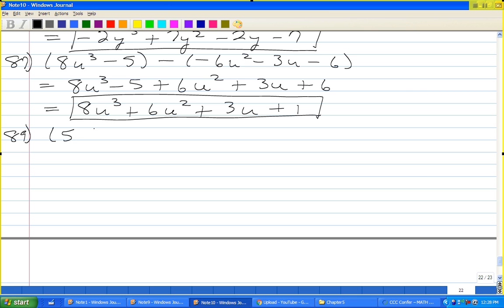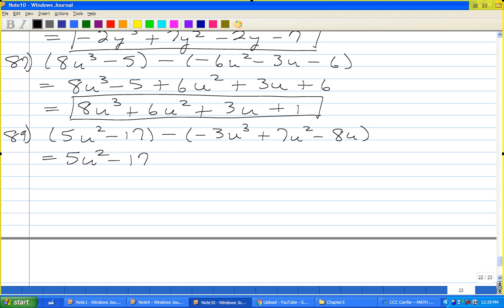5u squared minus 17 minus the quantity negative 3u cubed plus 7u squared minus 8u. Get rid of all the parentheses. 5u squared minus 17. Change all the signs inside the parentheses.